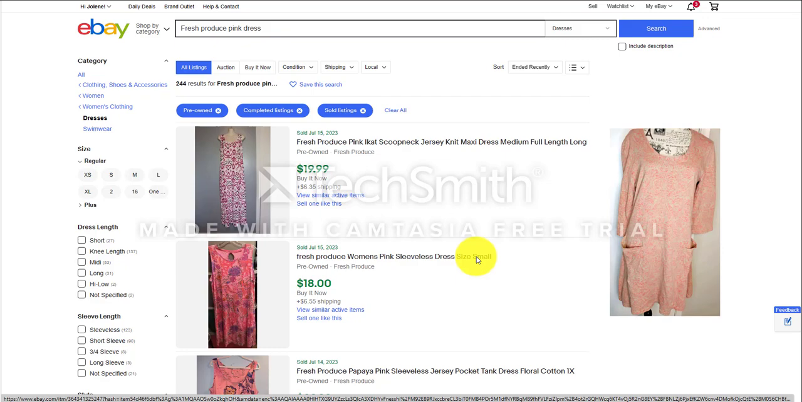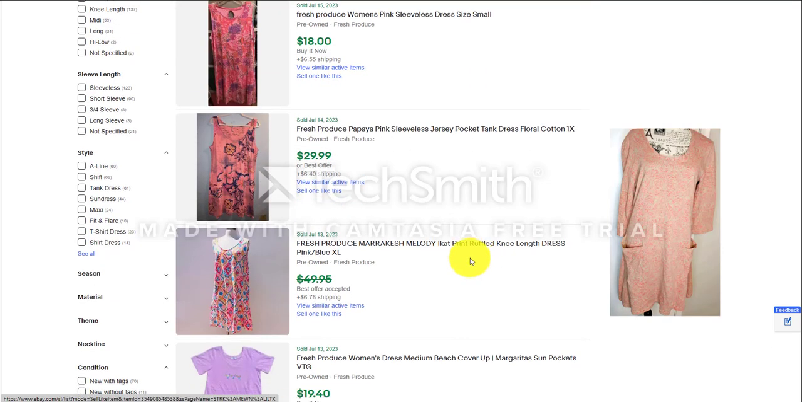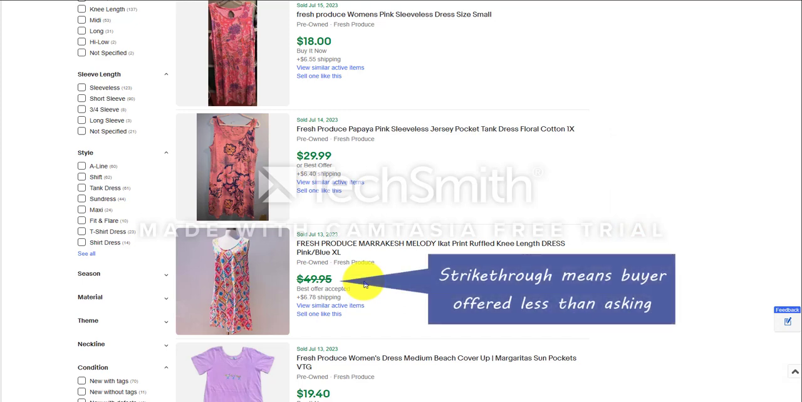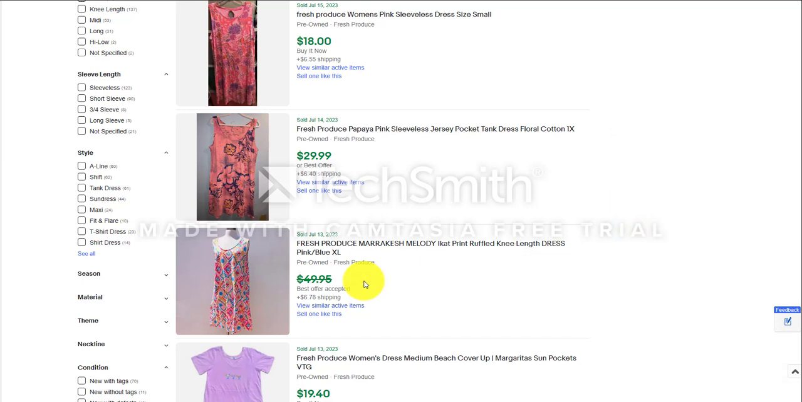So then I allow offers. So if I price it, let's say at $49.95, it has a slash through it. That means they offered less than the price that the seller was asking for, and they accepted that. So I might price mine for $38 and do a best offer. And if somebody offers me $32, $30, $29, I'll probably accept it.